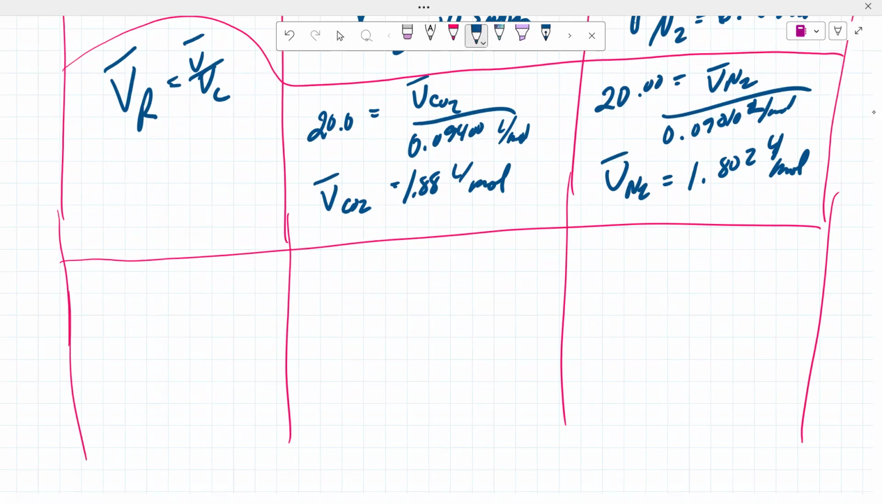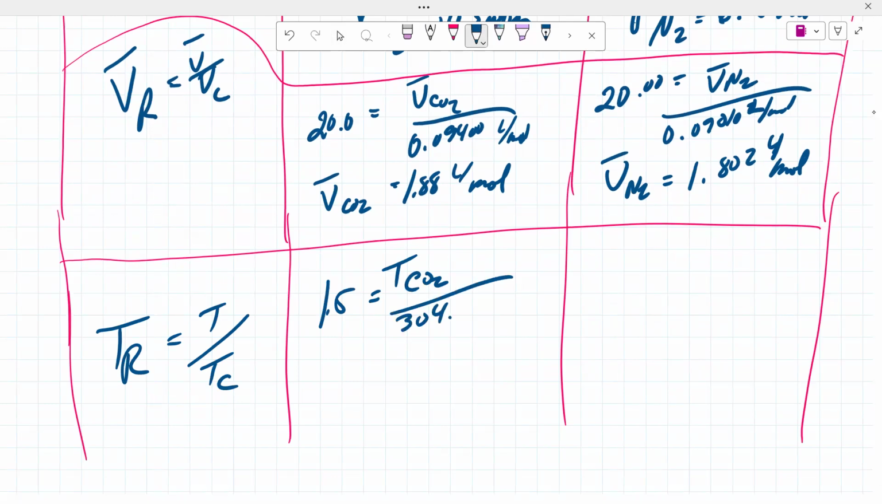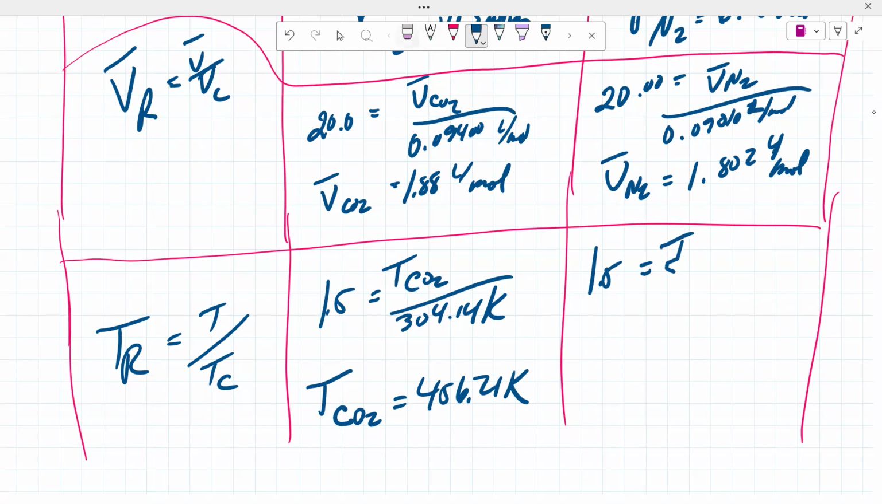For our next box, we're going to have T_R equals T over T_C. So what's the value? 1.5 equals T of CO2 over 304.14 Kelvin. T of CO2 equals 456.21 Kelvin. And we can do the same thing over here. T of N2 over 126.20 Kelvin. T of N2 equals 189.3 Kelvin. All right.